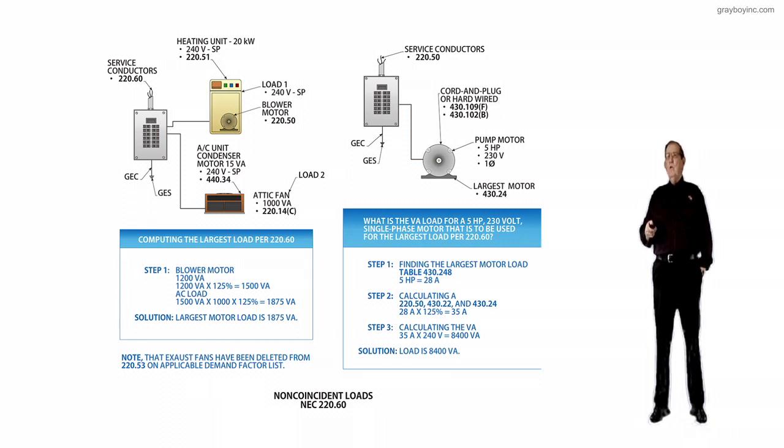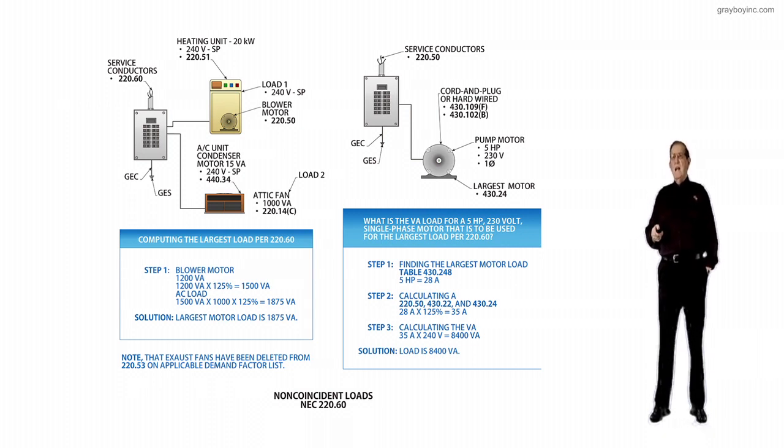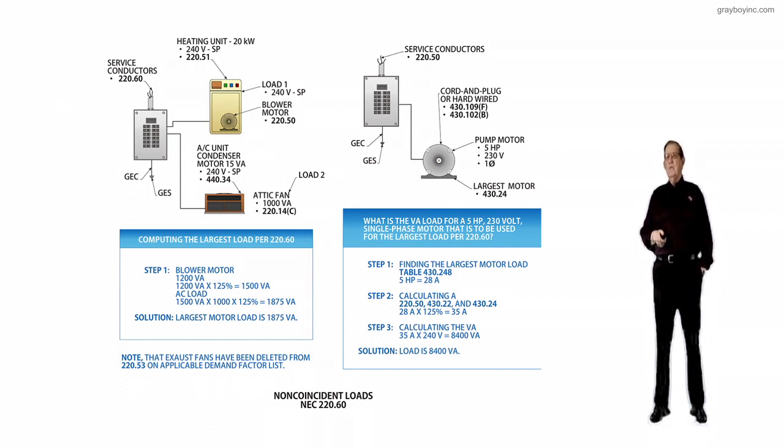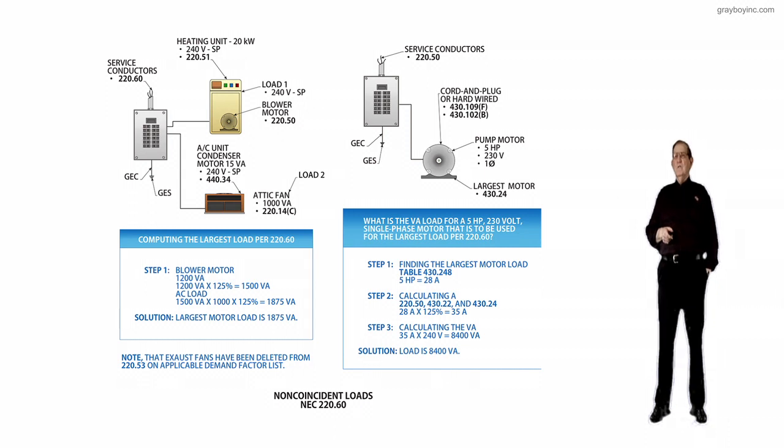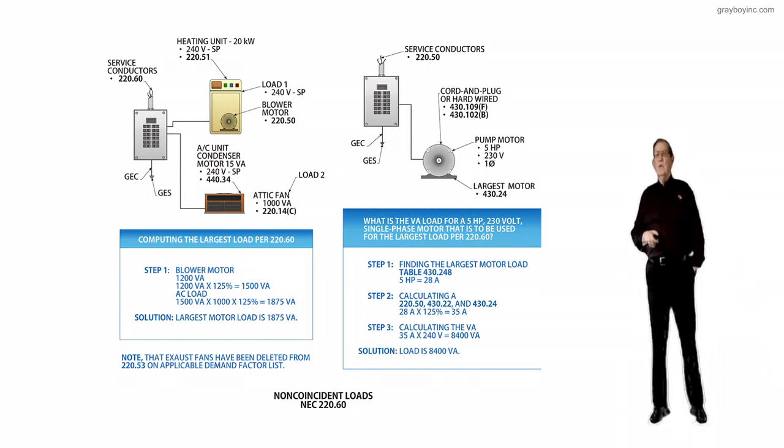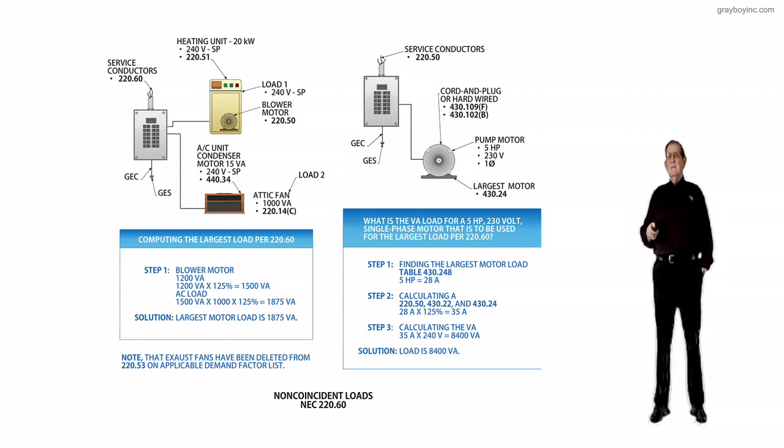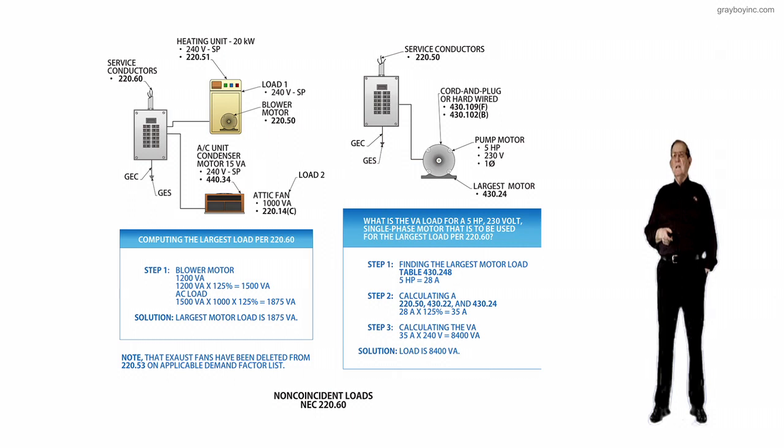So the load, being a motor and not an air conditioner in this case, naturally would be 8400 VA when we take 35 amps to 240 and convert it over into VA. We'd have, I believe there, 8400 VA. And so the solution and the answer, the load would be 8400 VA.